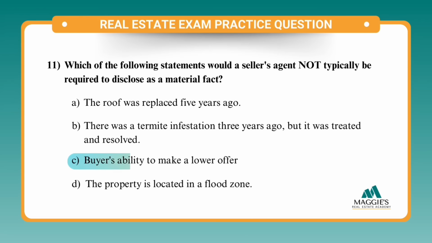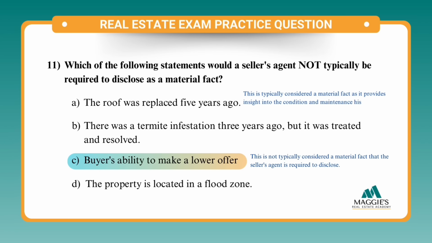The answer is C, the buyer's ability to make a lower offer. As a seller's agent, there's a duty to disclose material facts about the property to potential buyers. Material facts are those that could affect a buyer's decision-making process or the value or desirability of the property. Now, the buyer's ability to make a lower offer is not typically considered a material fact that the seller's agent is required to disclose. Now, let's briefly talk about why the other options might be considered material facts.